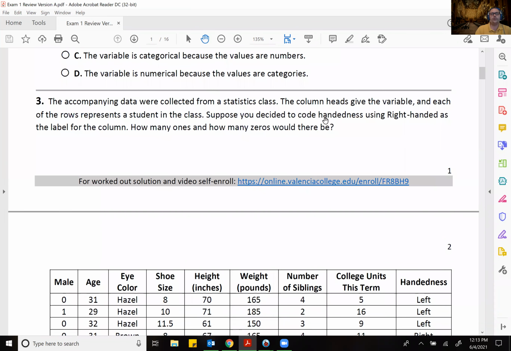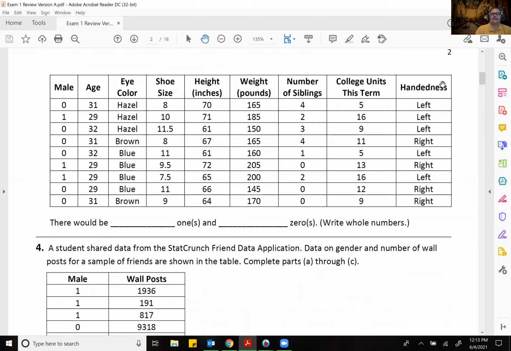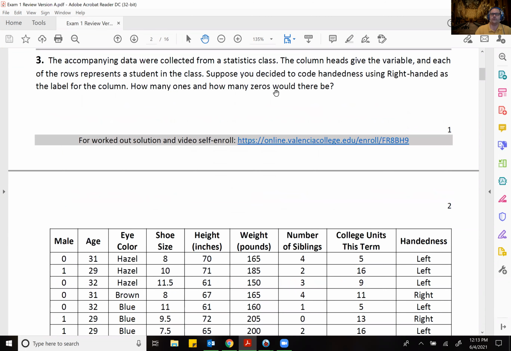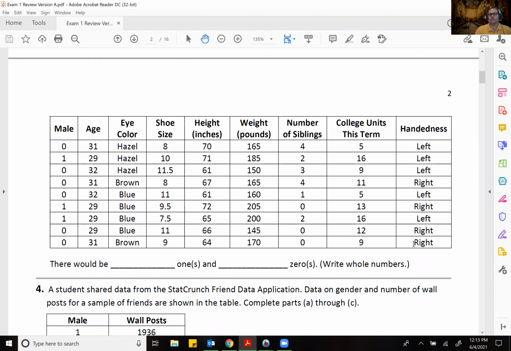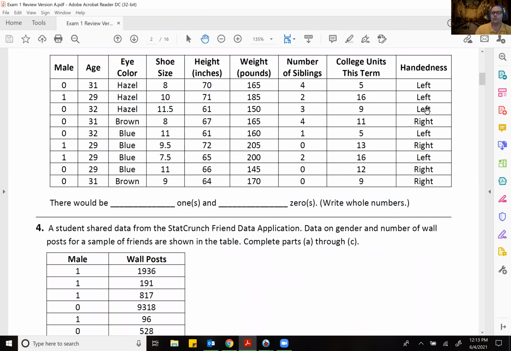So they want us to code handedness using right-handed as the label. And they want to know how many ones and how many zeros there will be. So this is according to right-handed. If you are right-handed, which value will you be, a 1 or a 0? 1. You will be a 1 because the title of this column will now be right-handed. So that means if you're 0, you are left-handed, right? Yes, Mr. Armstrong. Absolutely. All right. So now that we know how the coding is going to go, how many ones would we have?